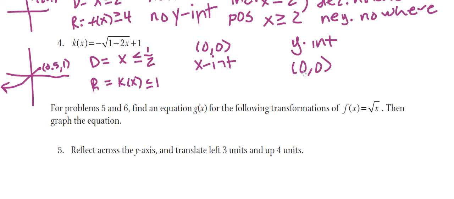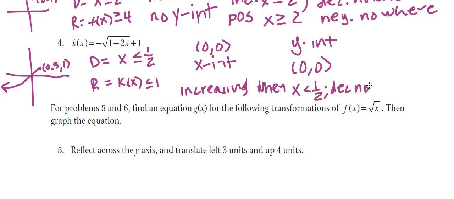And then when I think about the behavior of my function, my function is increasing because we read it from the left to the right. So my function is increasing when x is less than 1/2, and it's decreasing nowhere.